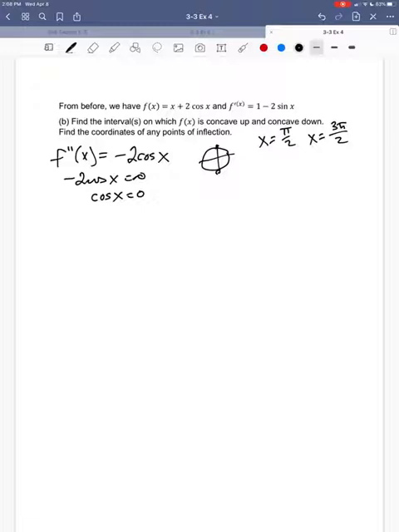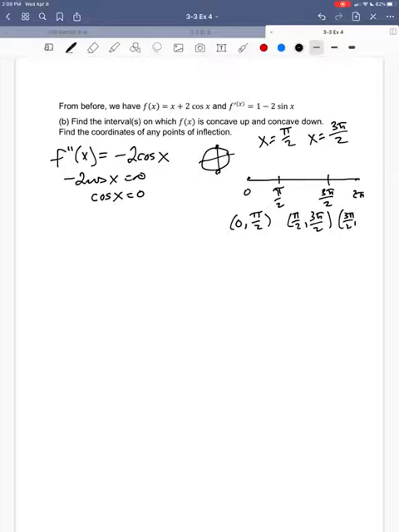So where it's going to be concave up and concave down would be at intervals around those points. So we're starting at 0 and going to 2 pi. Pi over 2 is in here somewhere. 3 pi over 2 is over here somewhere. Of course, pi is right in the middle there. So my intervals that I get from 0 to pi over 2, I get from pi over 2 to 3 pi over 2, and I get from 3 pi over 2 to 2 pi.